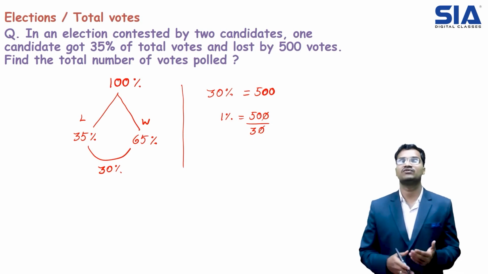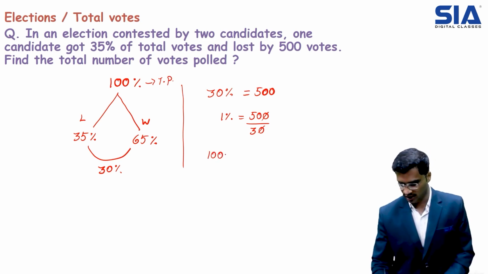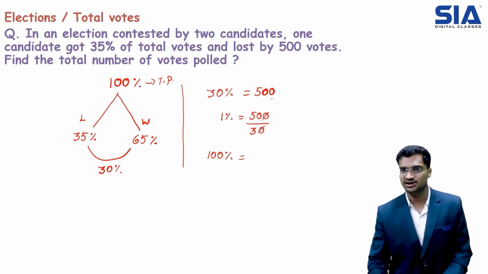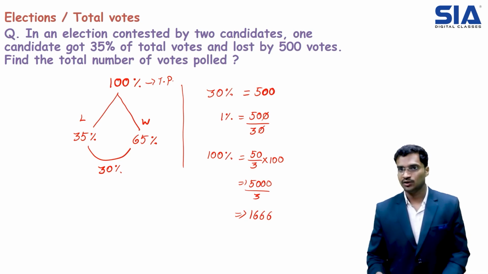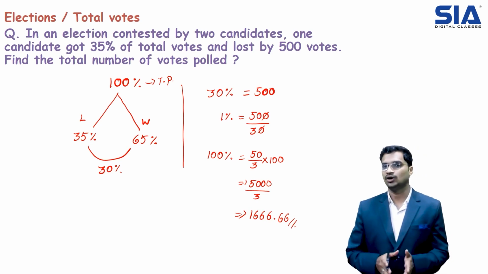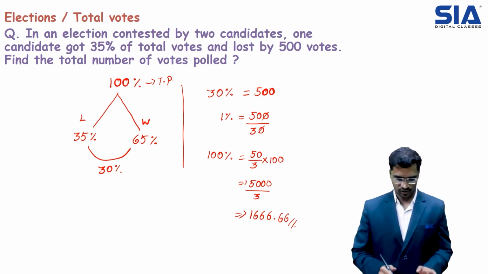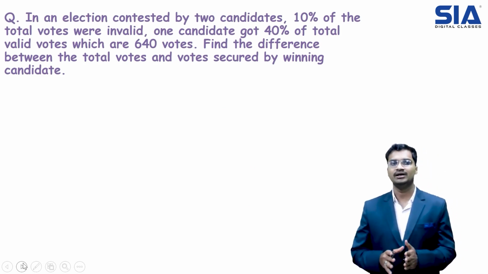What I have to find? I have to find the total votes polled. The total votes polled is equal to 100%. So 100% is what? We know that 1% is 50 by 3. Then 100% is 50 by 3 into 100. So 5000 by 3 is 1666.66. So the total votes polled are 1666.